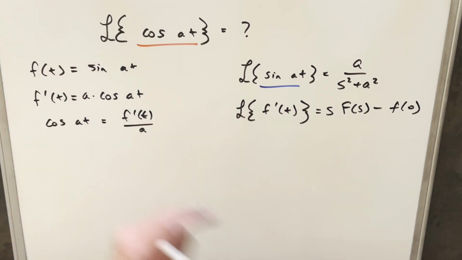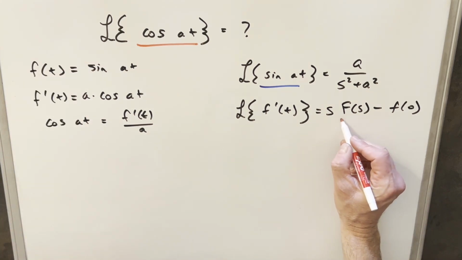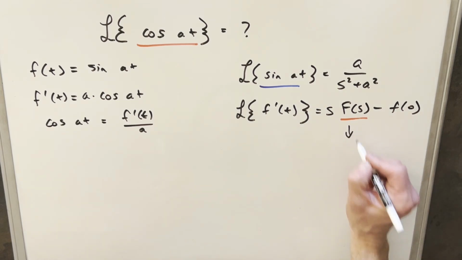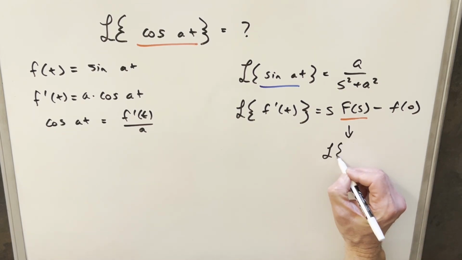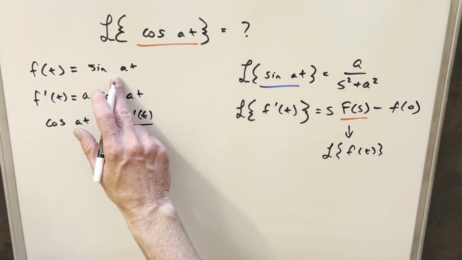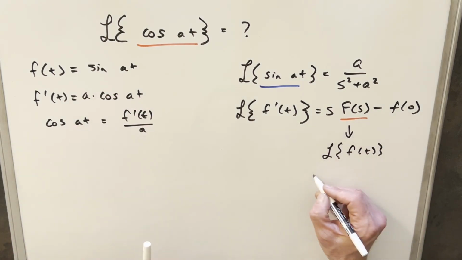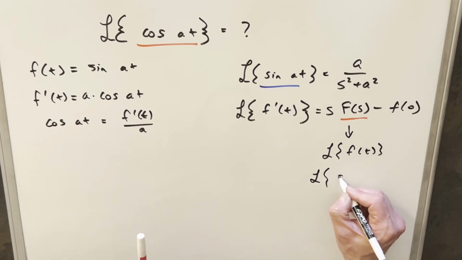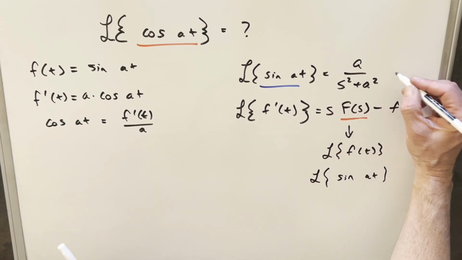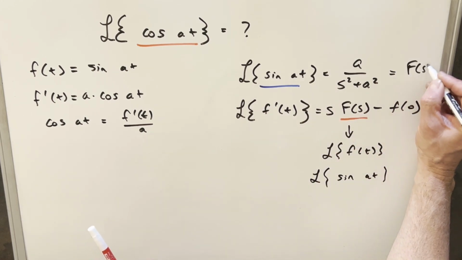Now before we go ahead with this, one thing I want to mention in this formula for the derivative, we have this capital F of s. This notation just has the meaning that this is the same thing as the Laplace of f of t. And in this case, our f of t is sine at. So this capital F of s is going to be the same thing as the Laplace of sine at. But we actually have that value right here. So this is going to be our F of s value that we're going to use.